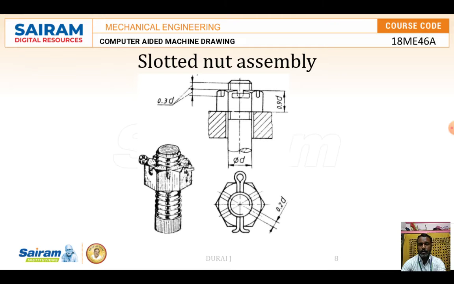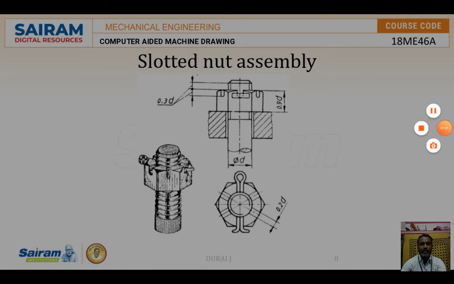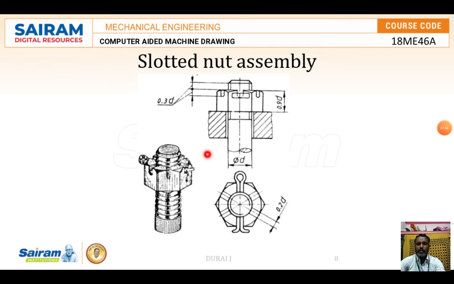Then comes the slotted nut assembly. In the slotted nut assembly, the distance from the middle to the top is 0.3d, and the bottom is also 0.3d, up to wherever the cutout is coming over here. Okay, so the nut size is 0.9d. The shaft size is normally 5d, they are given. Okay, so here the distance from here to here is called 0.2d. So this is a 3D model of the slotted nut assembly.